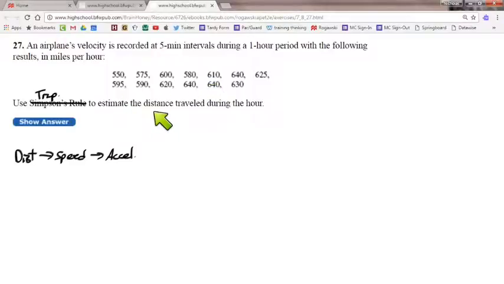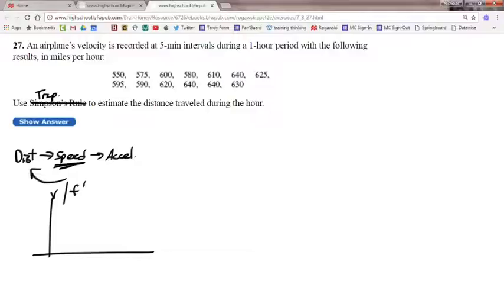Now we're supposed to estimate the distance. If we have speeds, how are we supposed to get distance from that? I mean, if we're starting here, how do we get back to here? Antiderivative. Okay, so these numbers that we're given are actually velocity, or you can call that the derivative graph or f prime, however you want to say it. We're given the numbers for the f prime graph, for the derivative graph.